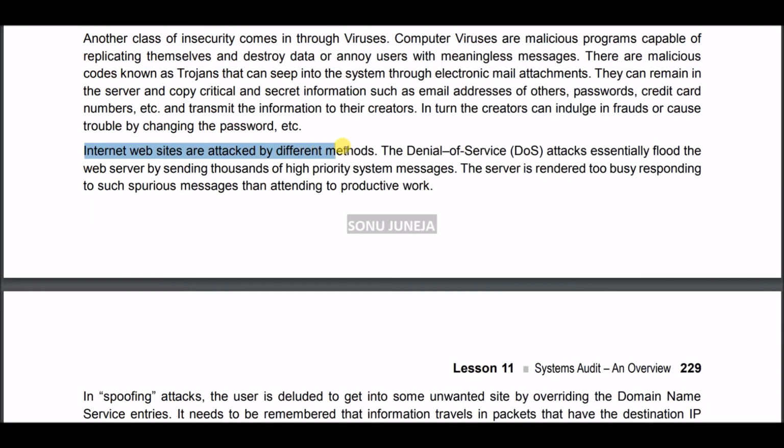Internal websites are attacked by different methods. Denial of service attacks easily flood the web server by sending thousands of high priority system messages. The servers are rendered too busy responding to such superior messages and then attending to productive work.